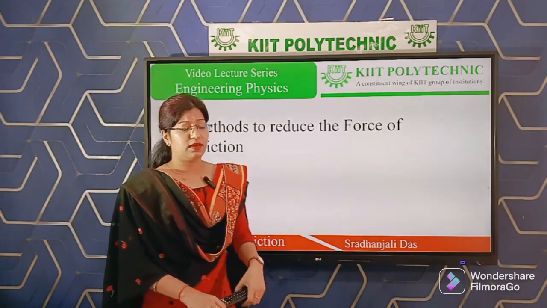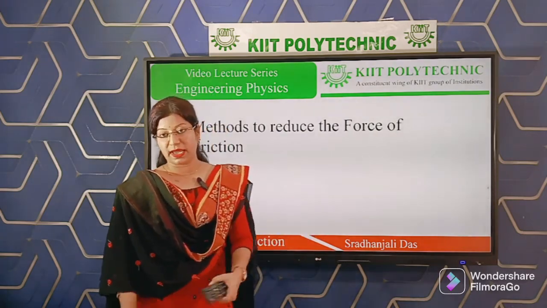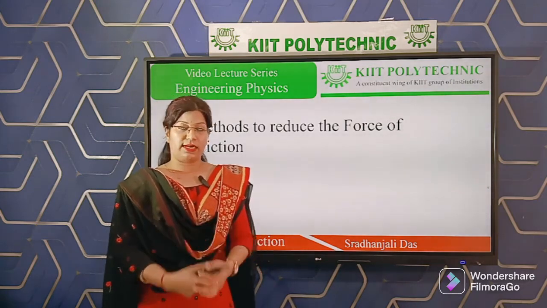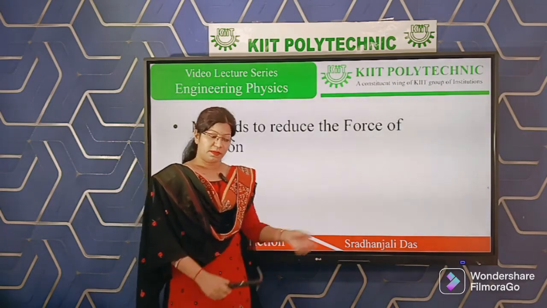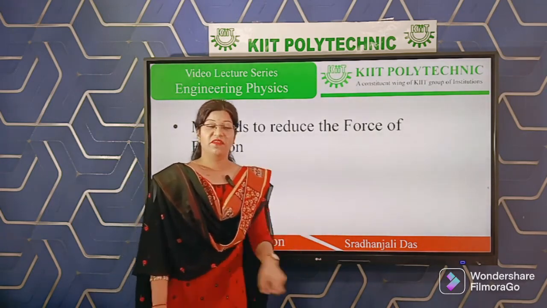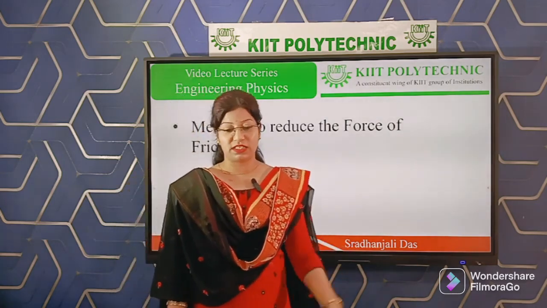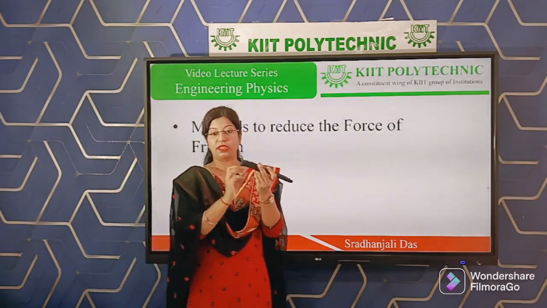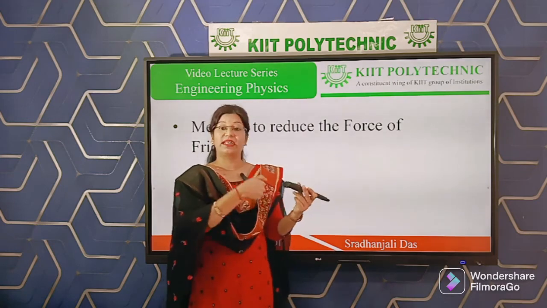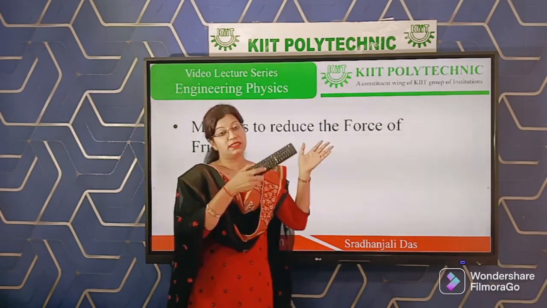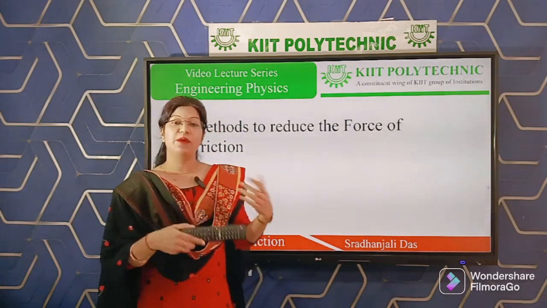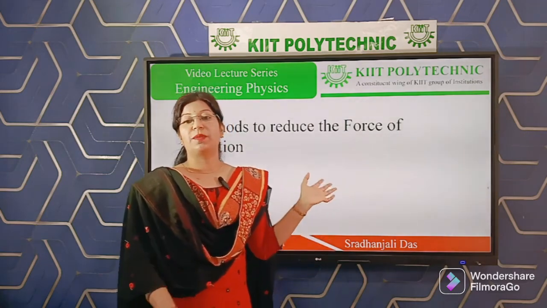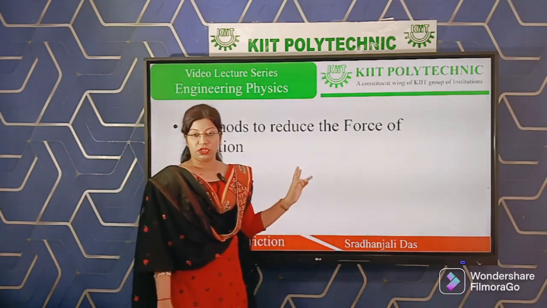Now we discuss the third method, that means converting sliding friction to rolling friction, or reducing the area of contact. It is very difficult to slide a heavy luggage on a road or on a surface. But if we use wheels on this luggage, the area of contact decreases. That means we convert the sliding friction to rolling friction here. The area of contact decreases and we can move this luggage smoothly. So it is also one method to reduce the force of friction between two surfaces.